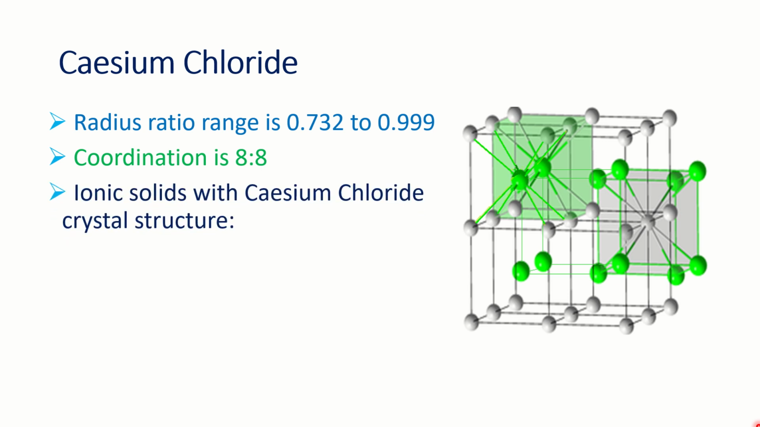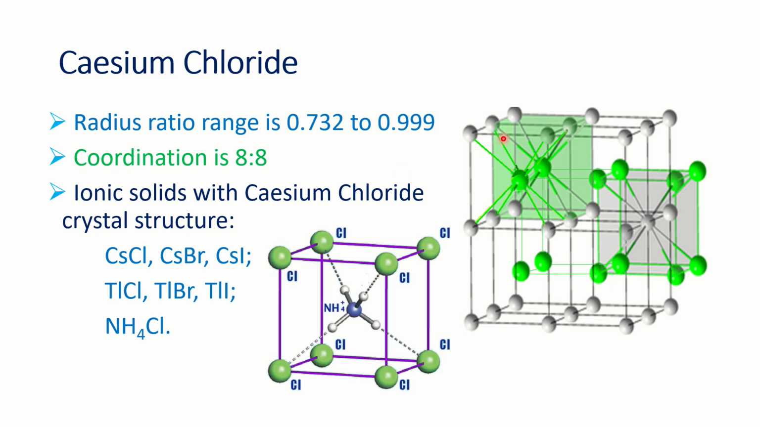And the ionic solids with caesium chloride structure are caesium chloride, caesium bromide, caesium iodide, thallium chloride, thallium bromide, thallium iodide, and ammonium chloride. How? This is not a metal. This is actually a non-metallic complex cation. This is ammonium ion, NH4+. Then how does it fit into this structure?